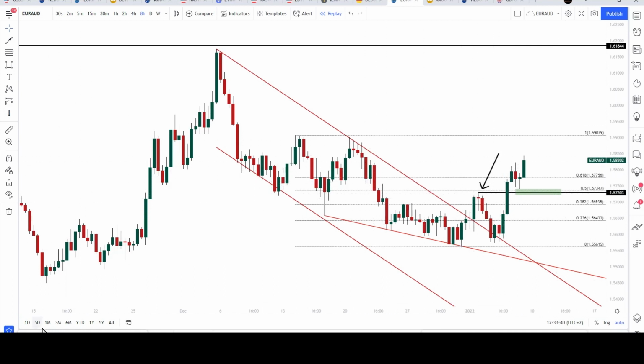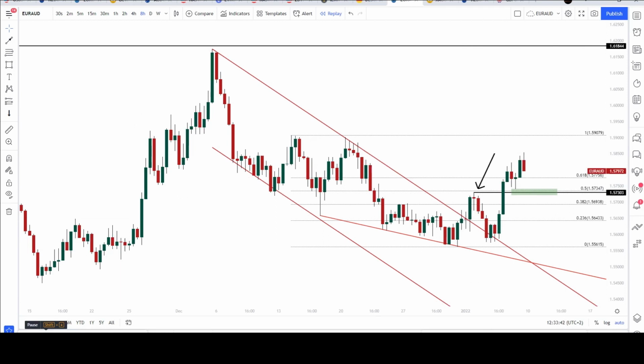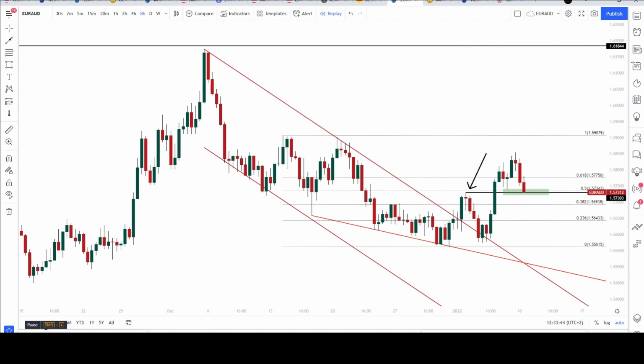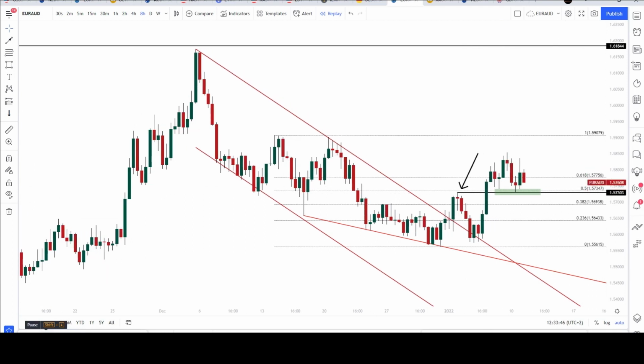So let's move forward and see what happens. The price moves back and then moves higher. It doesn't make a new high, but from that low here, that's about 80 pips. So that was a significant move.